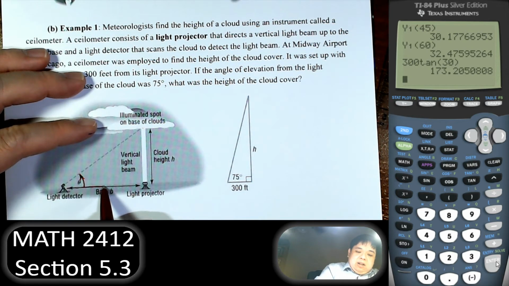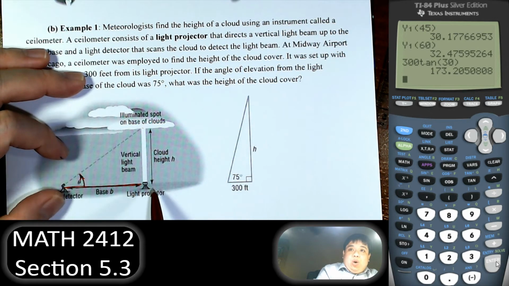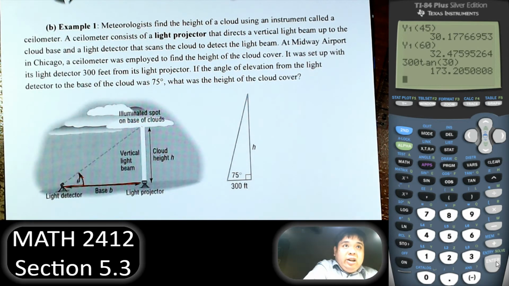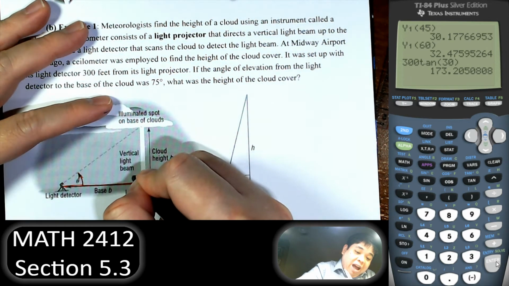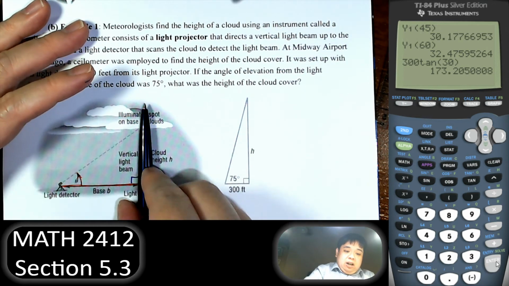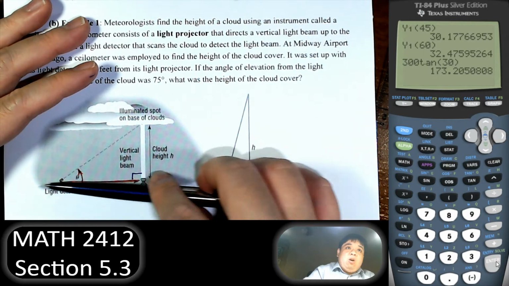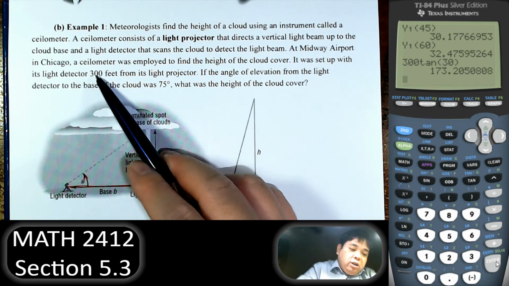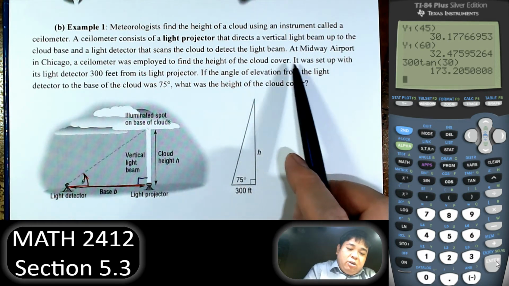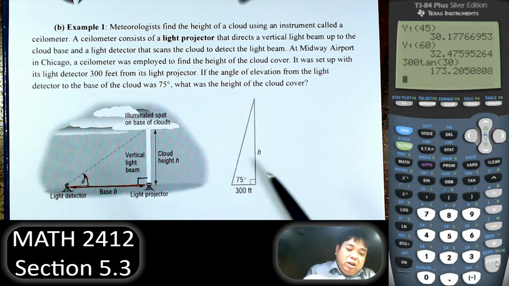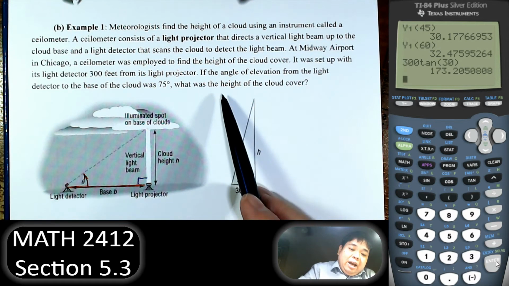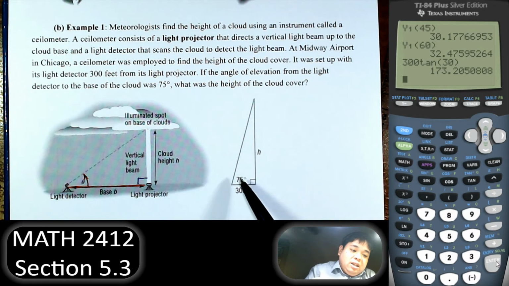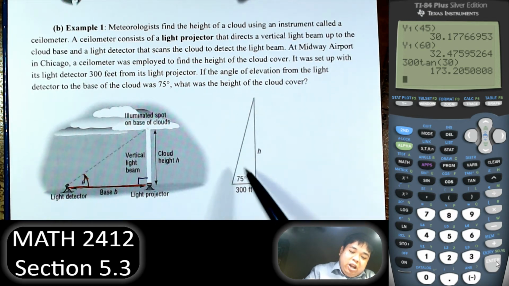And of course the measurement here from the light detector to the light source, we do know that because both of them are on a line on the ground. Assume that it is perfectly flat, so we have 90 degrees between the vertical line and the horizontal ground. Right. So at Midway airport, a setup was employed to detect the height of a cloud. It was set up with the light detector 300 feet away from it, and the angle of elevation is detected to be 75 degrees. So this is the scenario here.